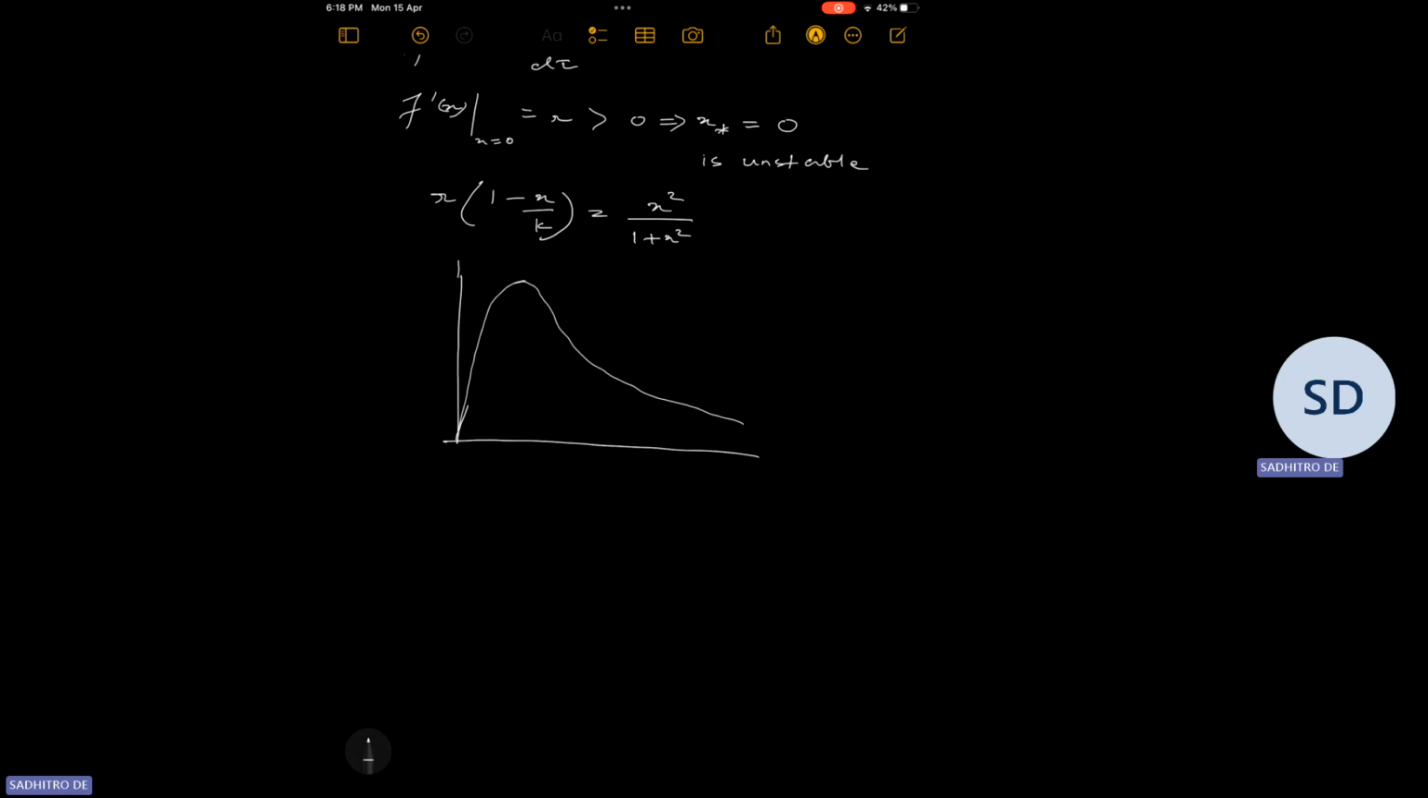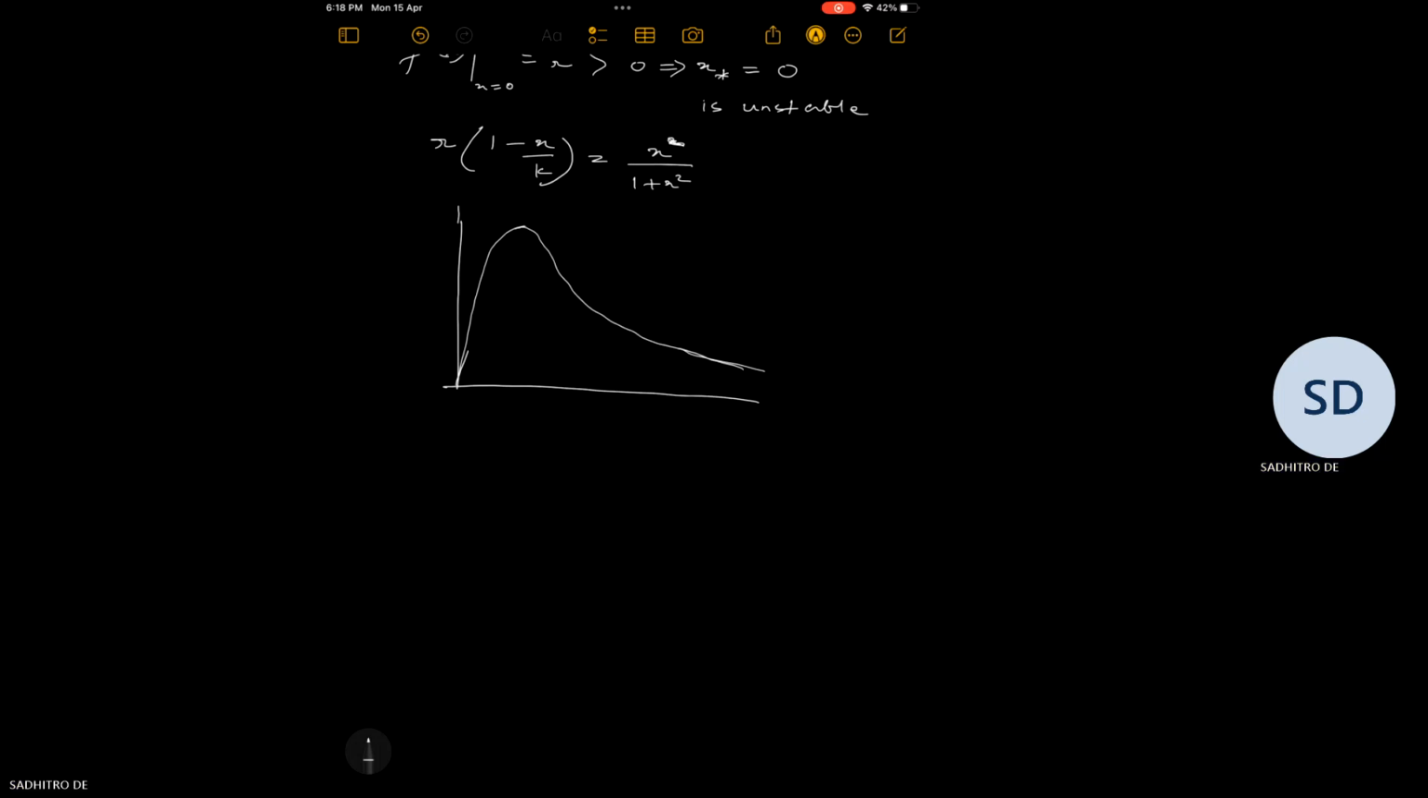Okay, this looks better. So this is the form on the right hand side. I'm sorry, this is going to be here. This is x by 1 plus x squared.